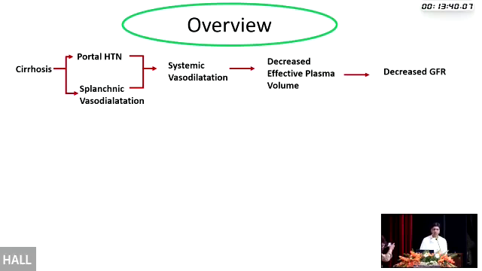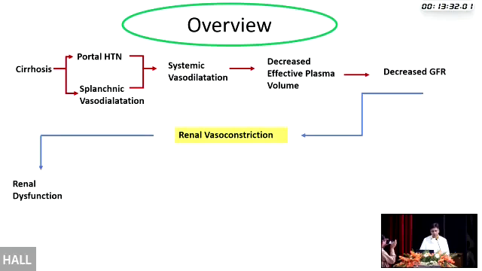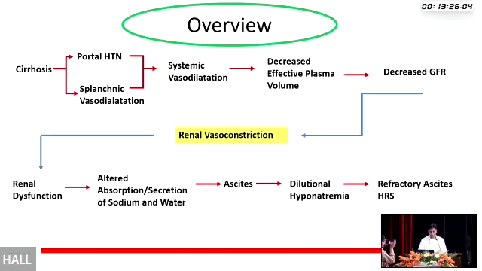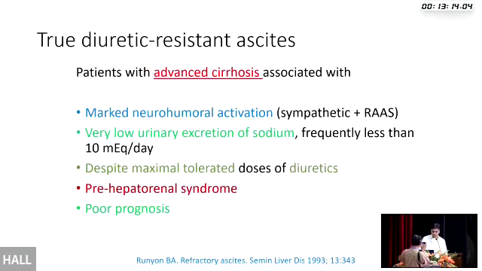This effective arterial blood volume is decreased without overt loss of fluid, and this leads to decreased GFR, severe renal vasoconstriction, renal dysfunction, and ascites formation and the whole complication of ascites. So there is no overt loss, it's a third space loss, and basically it's due to decreased effective arterial blood volume that is there in the circulation to counter it.